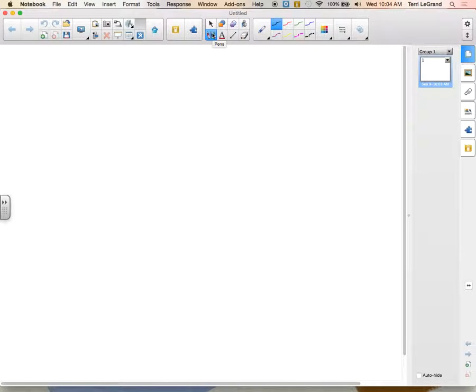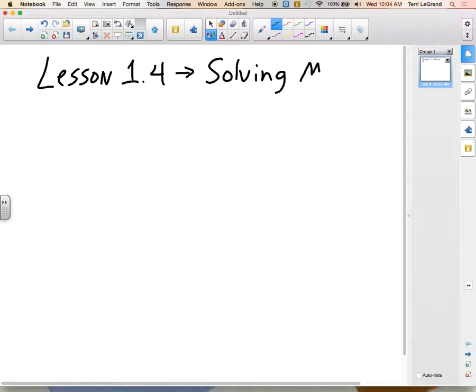process of solving problems. So let's give a title here. Lesson 1.4, so you know in your notebook what this is about. And it is solving, we're going to call it solving multi-step equations. Lesson 1.4, solving multi-step equations.